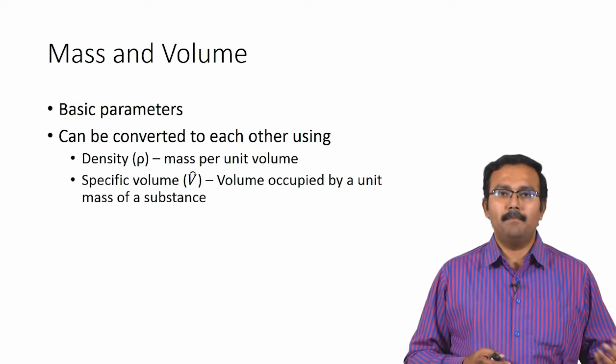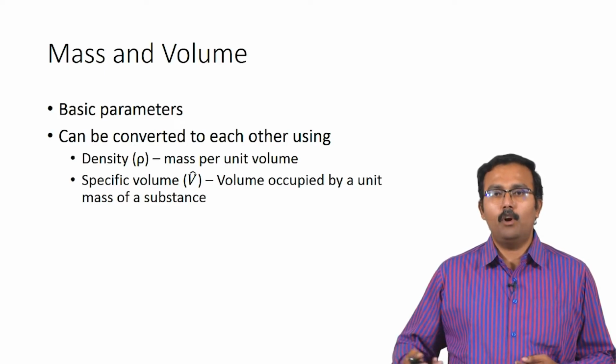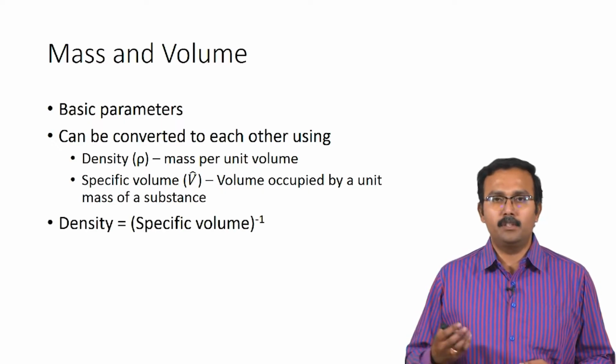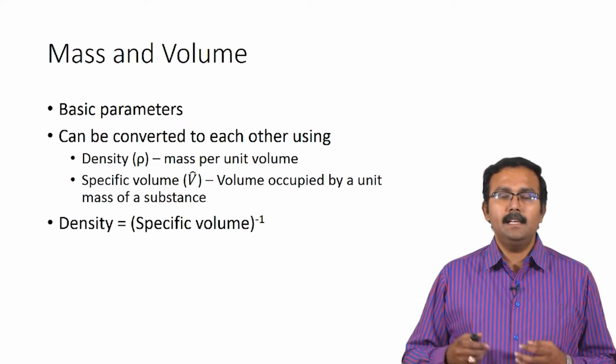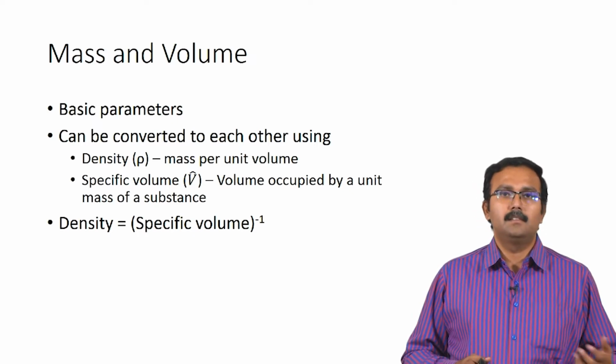Density is defined as the mass per unit volume and specific volume is defined as the volume occupied by a unit mass of a substance. Basically, density is the inverse of specific volume. So, using density and specific volume, we can actually convert mass to volume and the other way around.